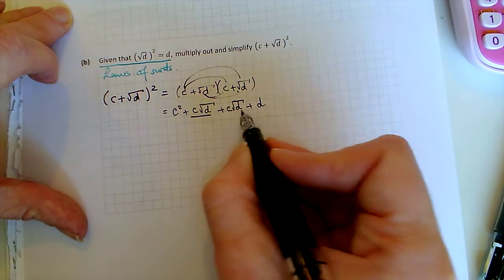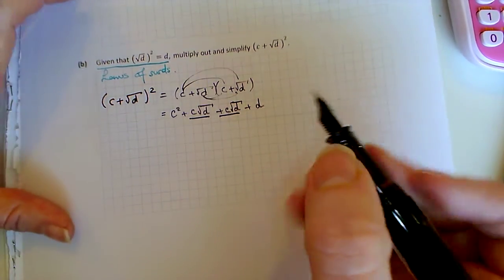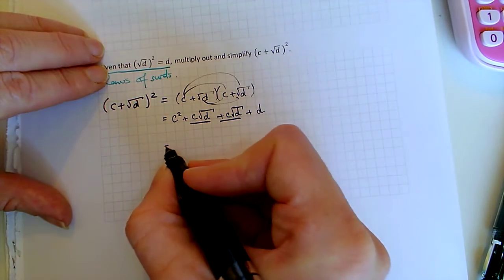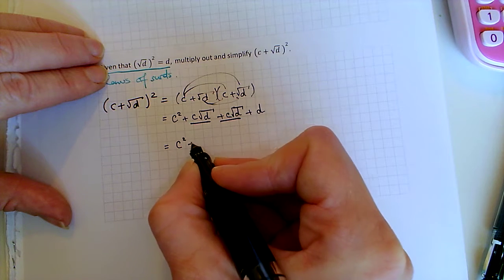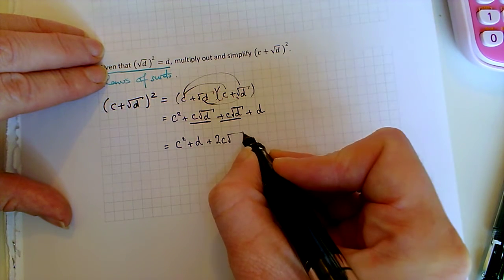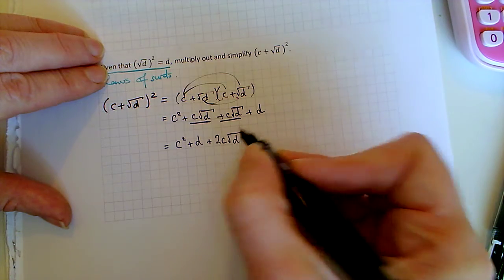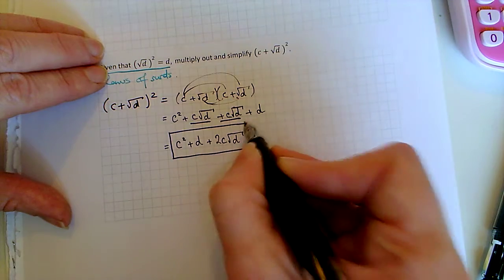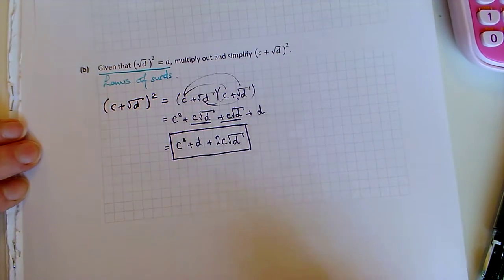These are like terms because I have the same radical. I have the same number underneath the square root sign, and this then becomes c squared plus d plus 2c times the square root of d. If you wrote it in a different order, that's fine as well. We can't simplify that any further. So that's the full answer.